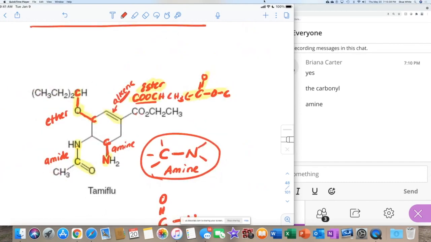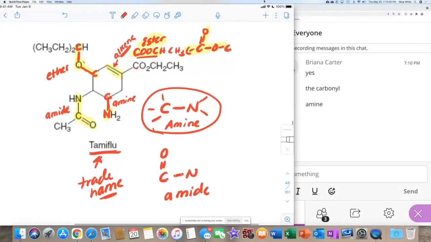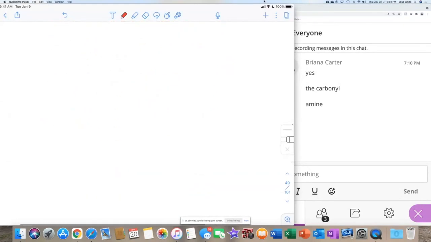Which is the most dominant one? We don't know. One of the ways to tell the dominant one is to look at the common name, the trade name. You want to look at the systematic name that's based on the chemicals present, and then the last suffix will tell you which is the most dominant group. Okay, so we're done with that part.